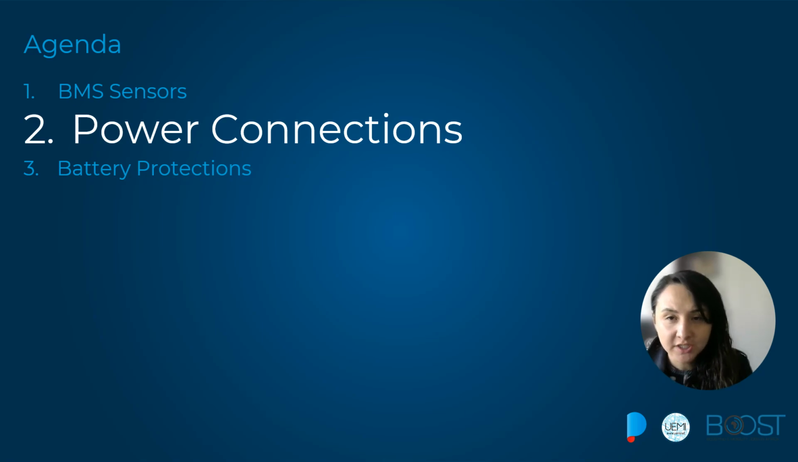The power connections of the battery are used for transferring the power between the battery pack and the vehicle systems, as well as the charging units. The BMS is in charge of controlling the transfer of power, and in this section we will study the role and the features that the BMS has for controlling the power connection.